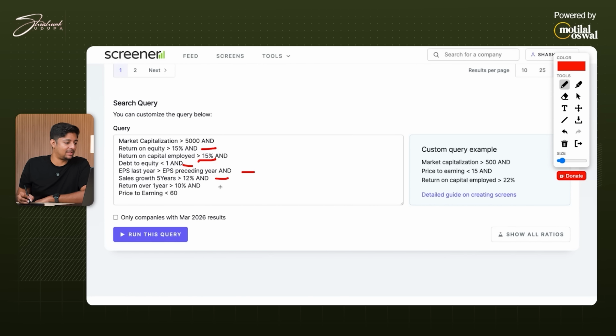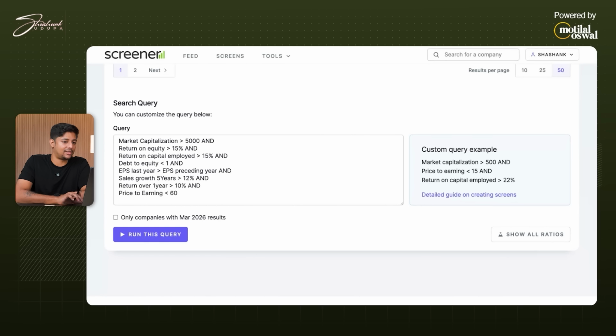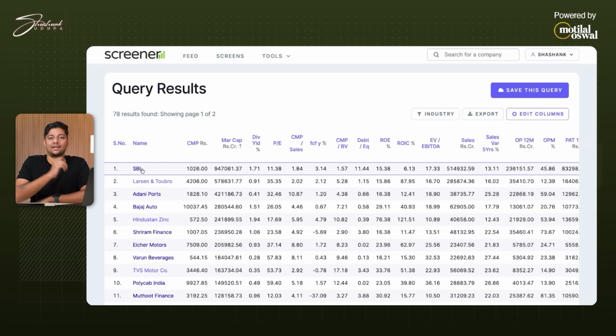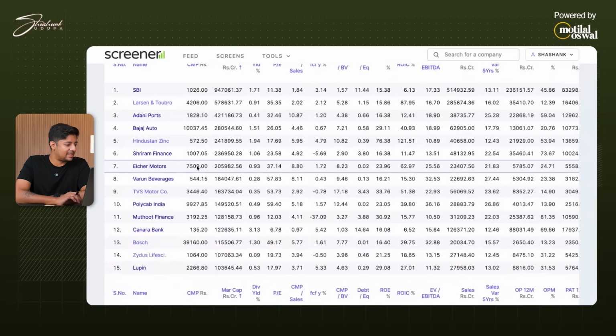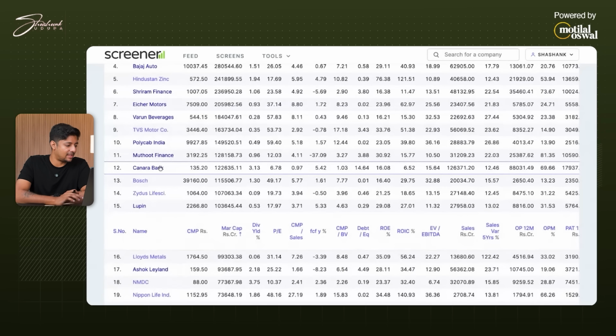Sales growth, you'll have to increase a little bit more. So that is my problem with banks. But if you want, we can test it out. I can remove return on capital employed. I will remove debt to equity. And this is what I will do. See, SBI comes. So Adani Port comes. I don't know why Adani Port didn't come before, but SBI comes here. Then you will have Canara Bank coming here.